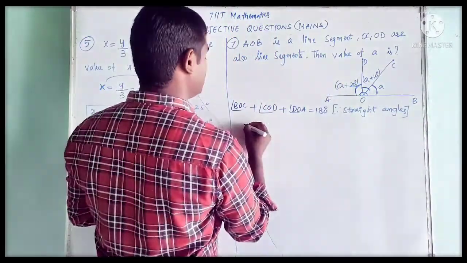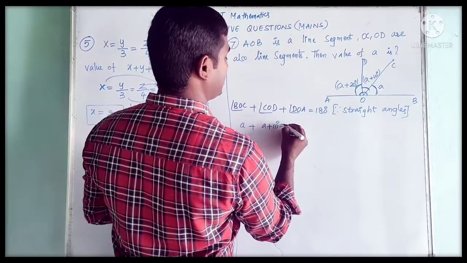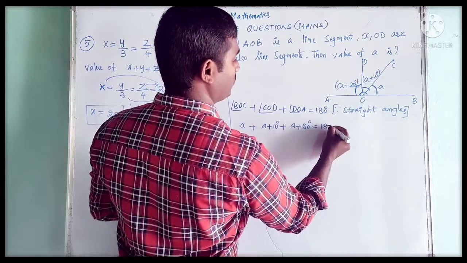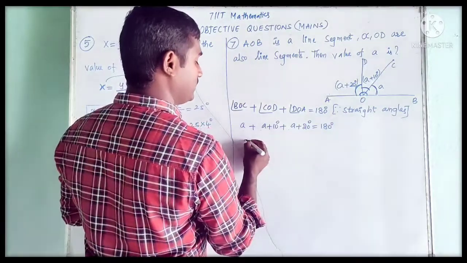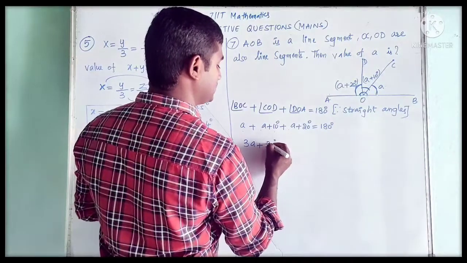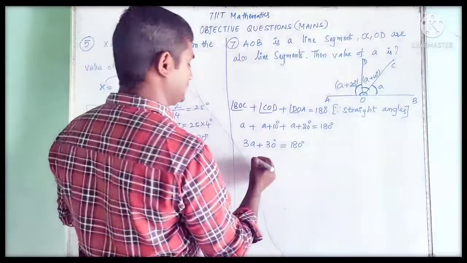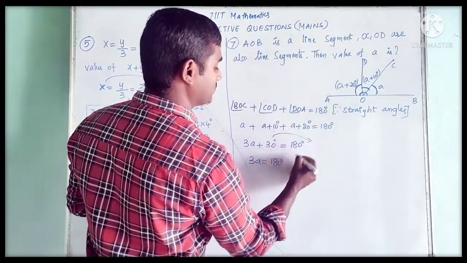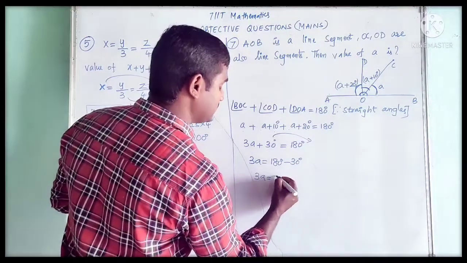Angle BOC is how much? A. Angle COD is A plus 10 degrees. And angle DOA is A plus 20 degrees, which is equal to 180 degrees. A plus A plus A, we can write 3A plus 10 degrees plus 20 degrees, 30 degrees, which is equal to 180 degrees. Then 3A equal to 180 degrees, and this 30 you can transpose to the right side, minus 30 degrees will come.